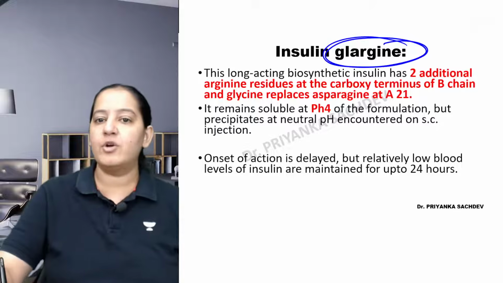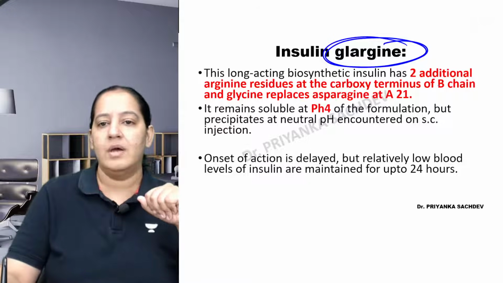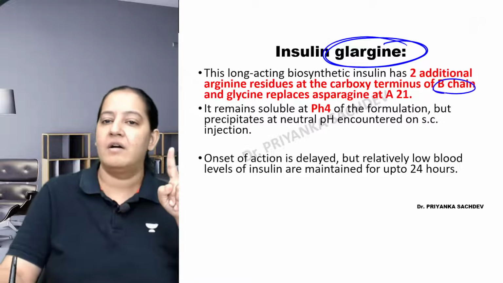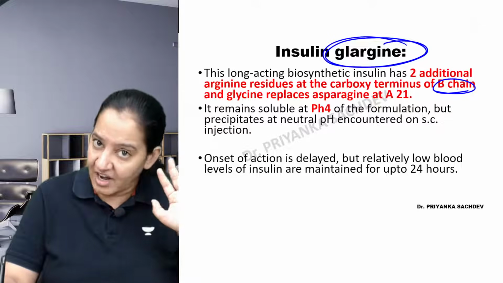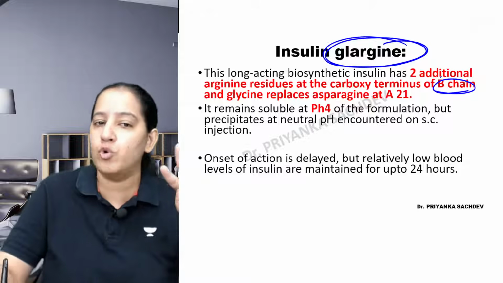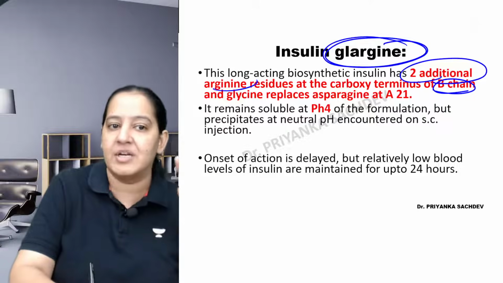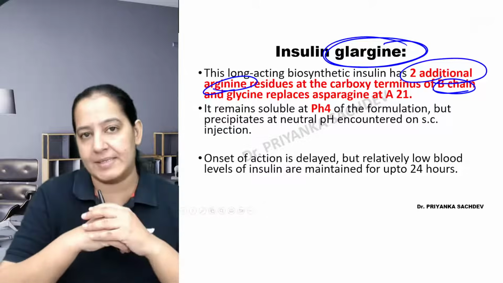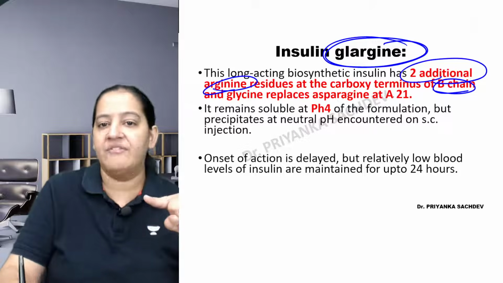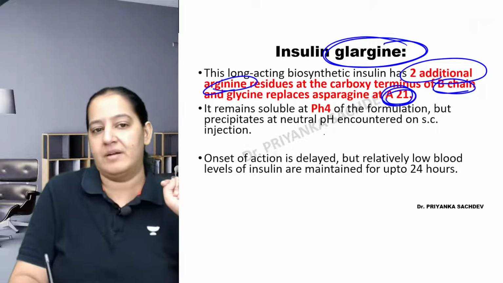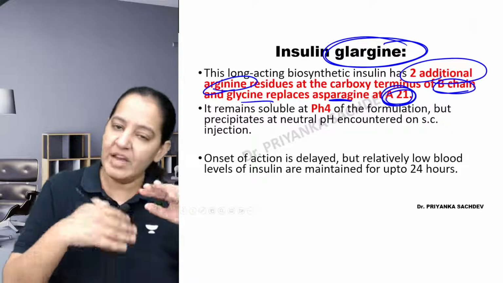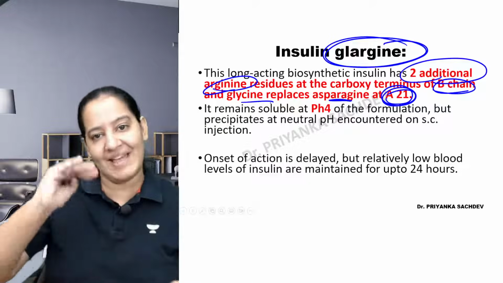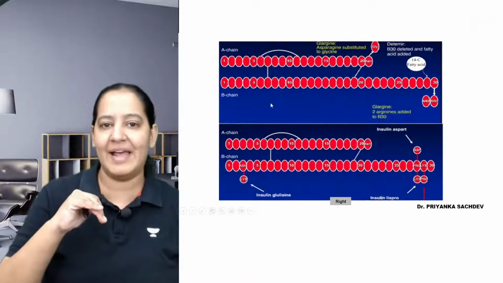So in Glargine, we are doing change in alpha also, beta also. In beta, we are not replacing anything. After 30, we are adding 2 additional arginine. So instead of 30, there will be 32 amino acids in beta. And in alpha, we are replacing at position 21 the asparagine with glycine. So we are doing change in alpha also, beta also, and that makes Glargine.